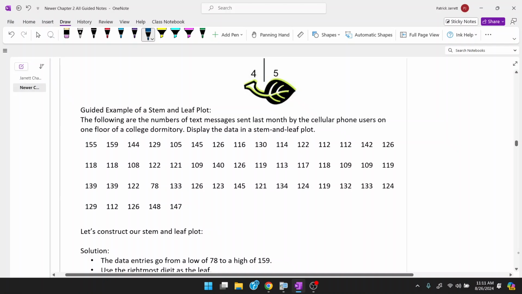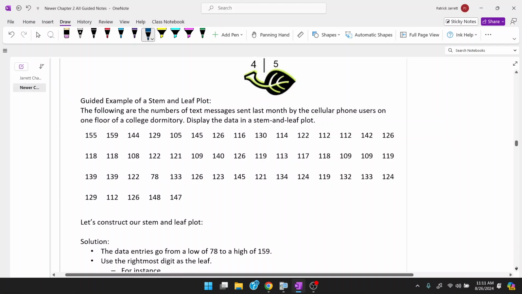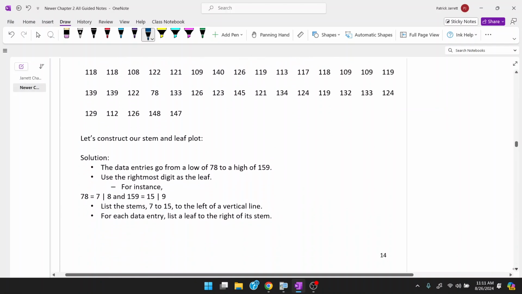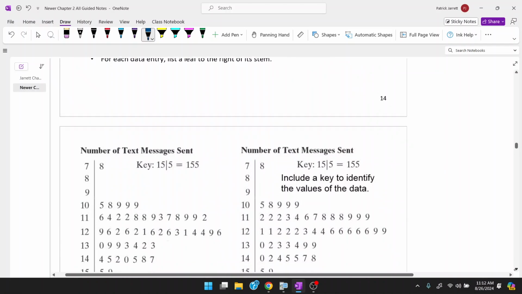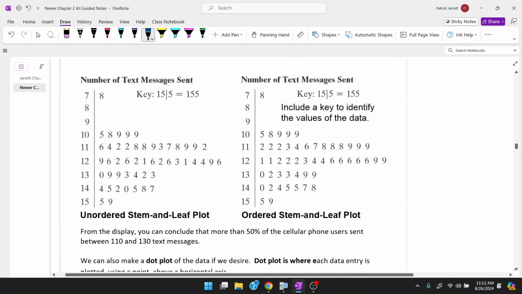Here's an example. The data go from a low of 78 to a high of 159. This is known as the key for your stem and leaf plot, 78 and 159. So in this case, the stem is a 15. You can make a stem and leaf plot with ordered or unordered data. It's easier to do it with ordered, but whether it's ordered or unordered, it takes on the same exact shape.